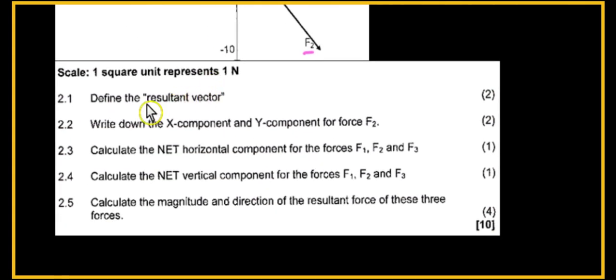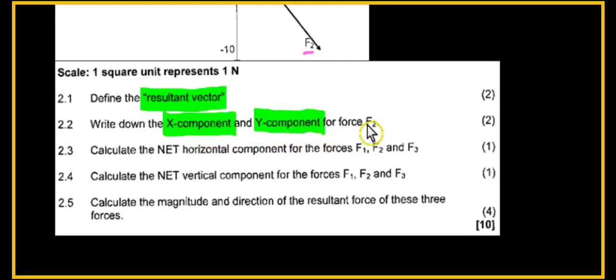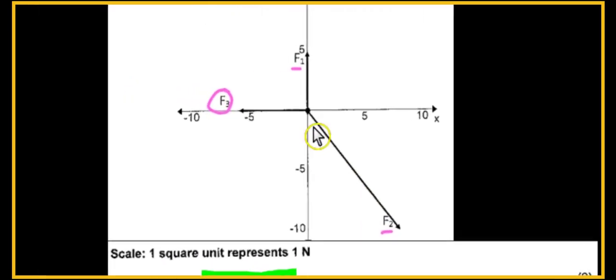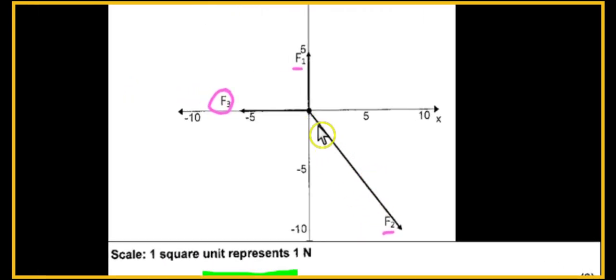The next question says define the term resultant force, also resultant vector. So we know the resultant vector is that single vector with the same effect as all other vectors combined. 2.2 says write down the x component and the y component for force 2, F2. Right. So you can see that force number 2 here is acting at an angle. So force 2 has two components, the x component as well as the y component.